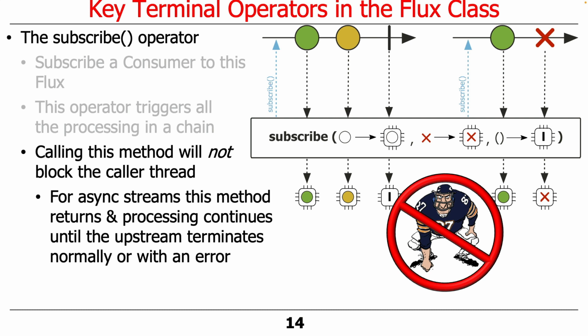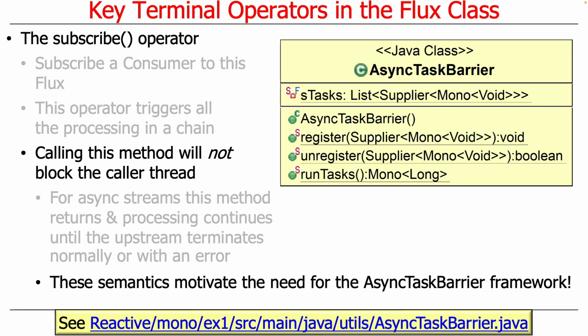This does not block the calling thread, because if you're not aware of this, you can get yourself in all kinds of situations where your program will fall off the end of main, and there's a bunch of asynchronous stuff running around, and it'll be terminated prematurely. The semantics of subscribe are one of the motivations for the async task barrier framework. So we talked about this before.